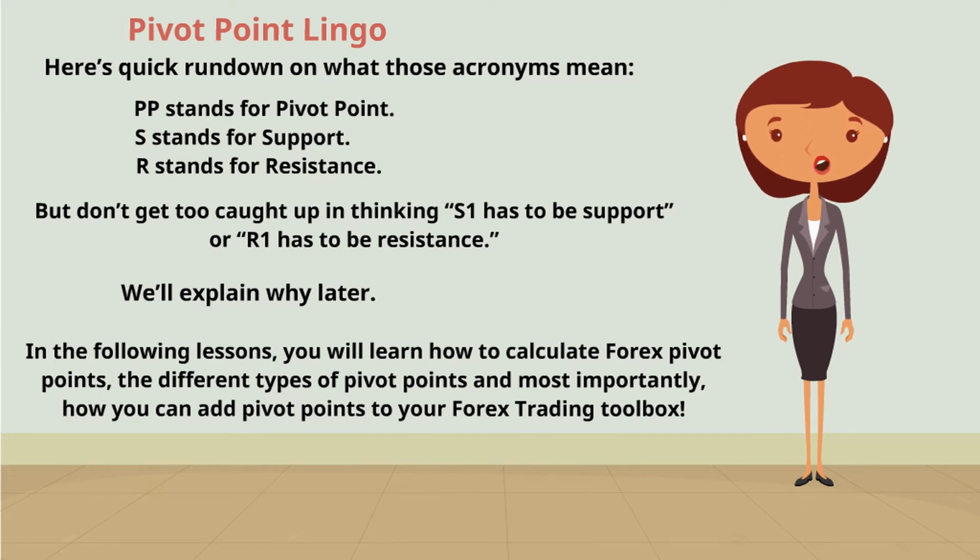Here's a quick rundown on what those acronyms mean. PP stands for pivot point. S stands for support. R stands for resistance. But don't get too caught up in thinking S1 has to be support or R1 has to be resistance. We'll explain why later. In the following lessons, you will learn how to calculate Forex pivot points, the different types of pivot points, and most importantly, how you can add pivot points to your Forex trading toolbox.